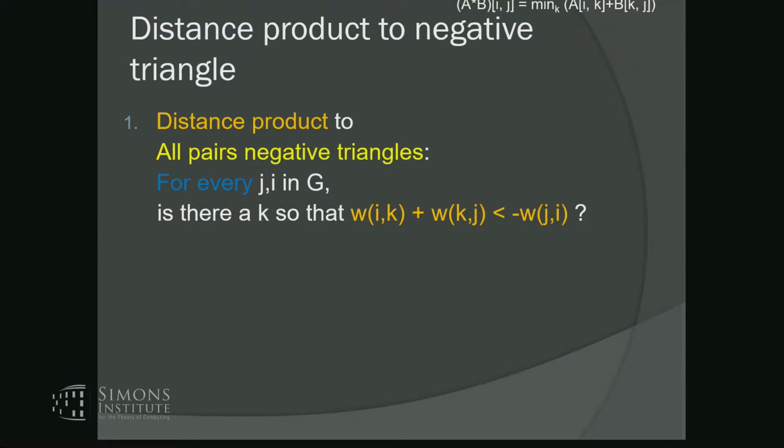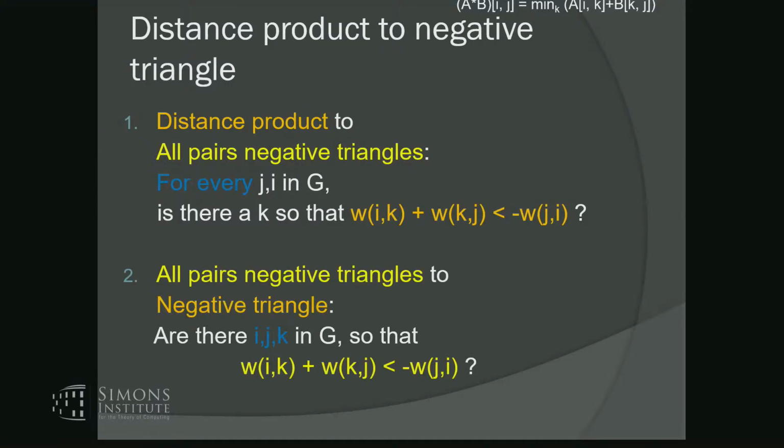Okay, so there are two steps to this reduction, and there's an intermediate problem. The intermediate problem is perhaps what you would expect it to be, which is that you can go from distance product to all pairs negative triangles. That is to say, for every pair of vertices in the graph, we want to output: is this pair in a negative triangle? And then the second step is where you're going from the output size being n squared to the output size being just one single number. You're going from all pairs negative triangles to just asking, is there a negative triangle?